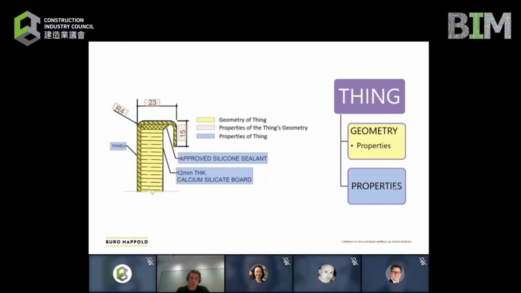This is the revolution that BIM gives us: the hierarchy of information in BIM, shown here on the right, is that we're going to have a thing and everything else packed inside of it.